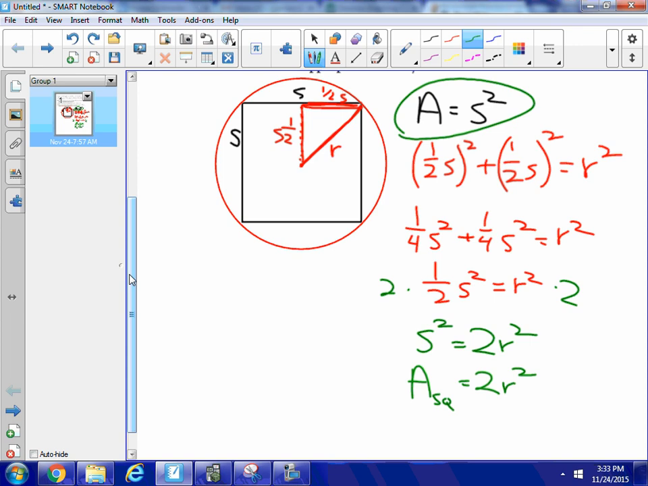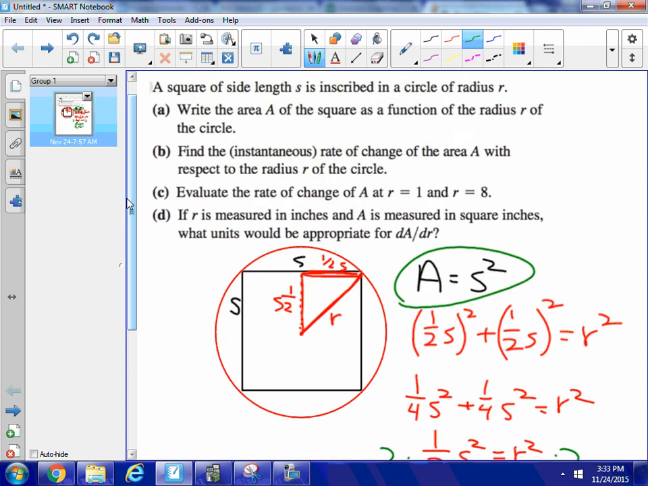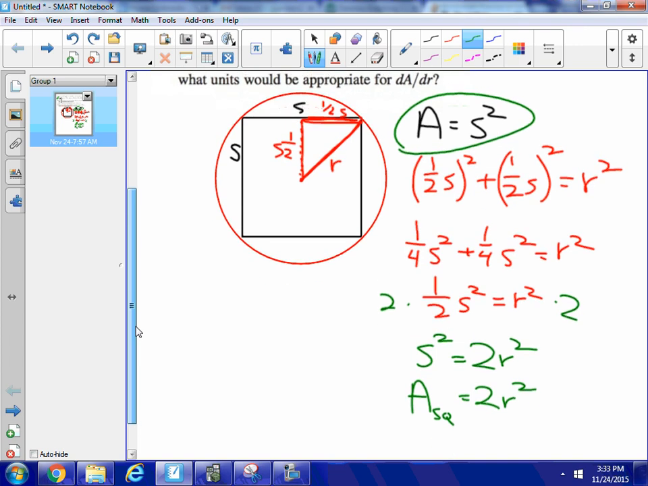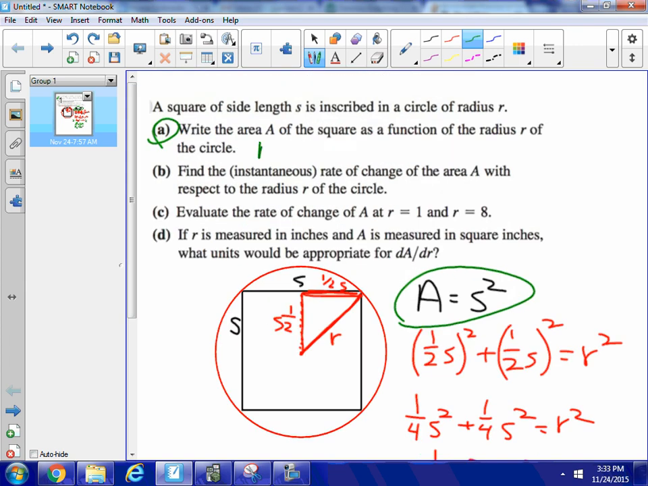That would be the answer to A. That is the area of the square as a function of the radius of the circle. So I have A equals 2r squared.